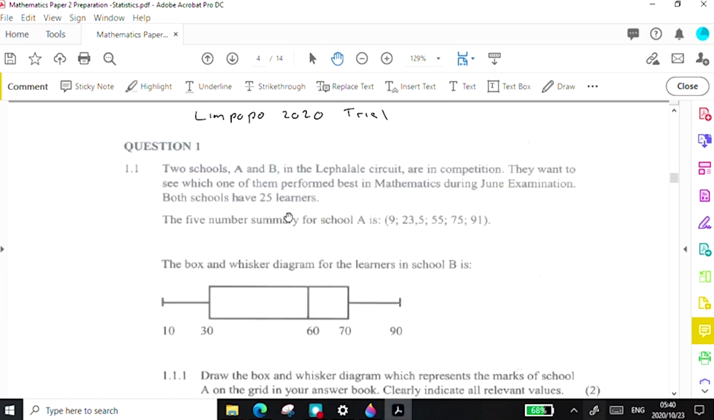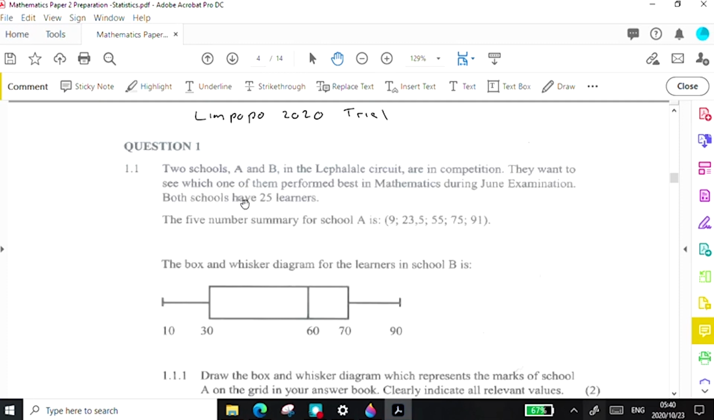Now moving on to Limpopo. Here, this question was taken from the Limpopo 2020 trial exam. Again, we look at question 1 and 2, statistics. For this question, we have two schools A and B in the Lephalale circuit in competition. They want to see which one of them performs best in mathematics during the June examination.